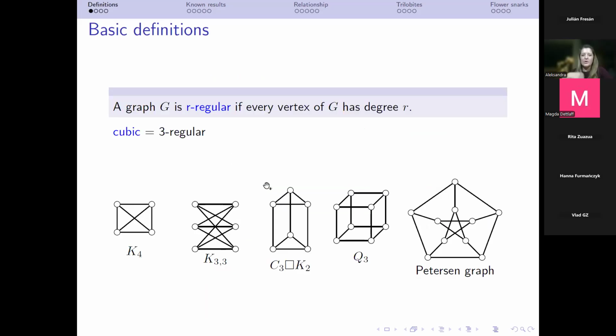We have to recall what is a regular graph. It is a graph where each vertex has the same degree, and if this degree is 3, we call such graphs cubic graphs. We'll be only interested in cubic graphs today, and you can see some very simple examples here, with the Petersen graph probably being the most famous one among them.